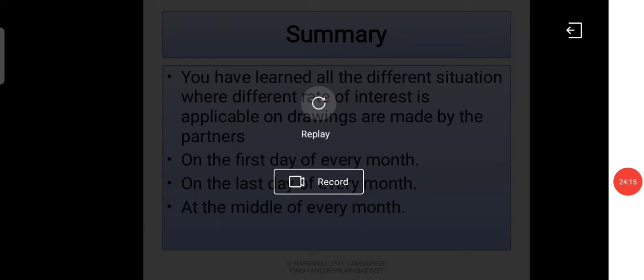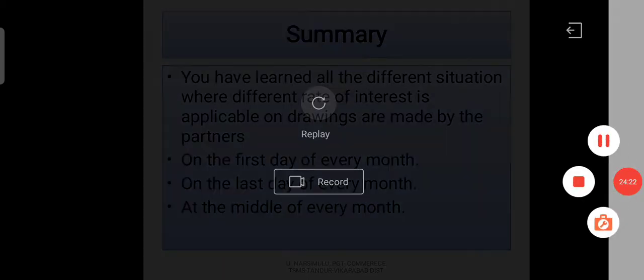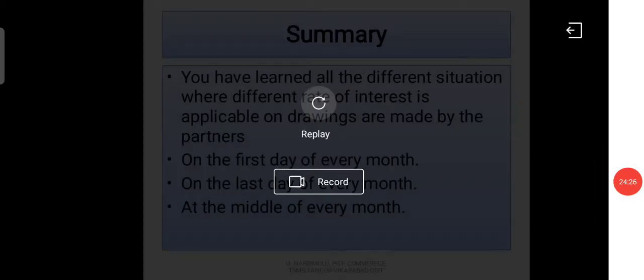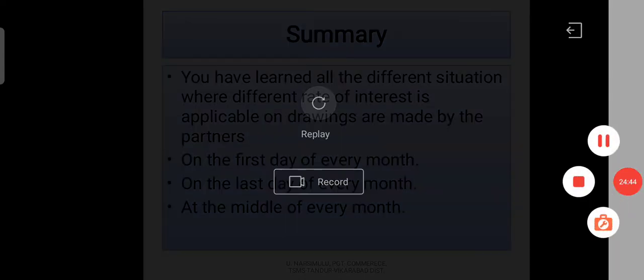And also you learned how to calculate interest on capital. So in the beginning you studied that. So 2 important things you learned from this video. One is how to calculate interest on capital as well as additional capital introduced by the partner. Second one, how to calculate interest on drawings in different situations. Okay, good, thank you.